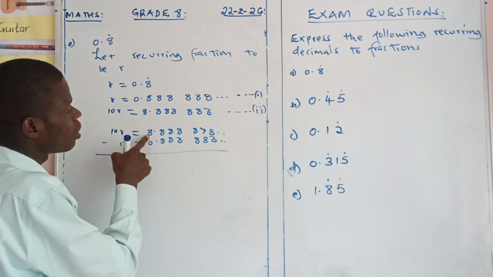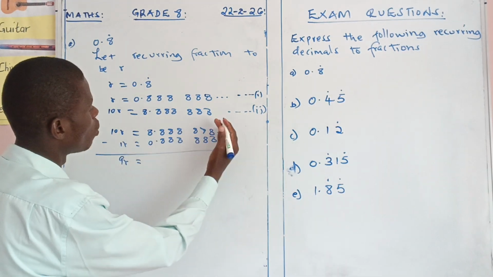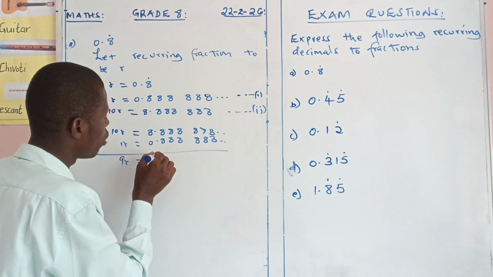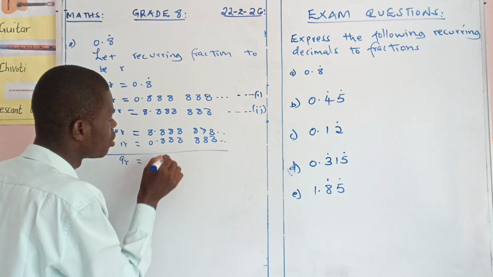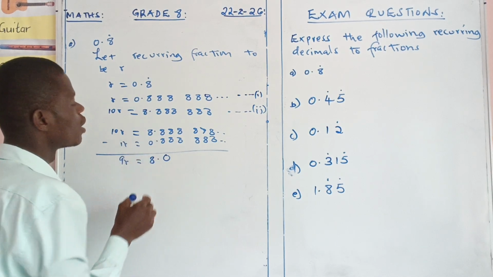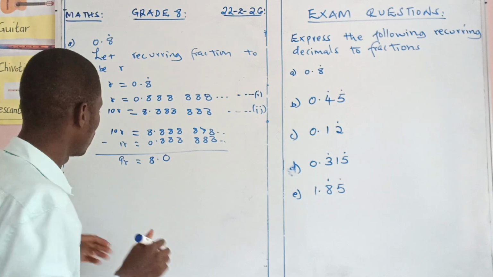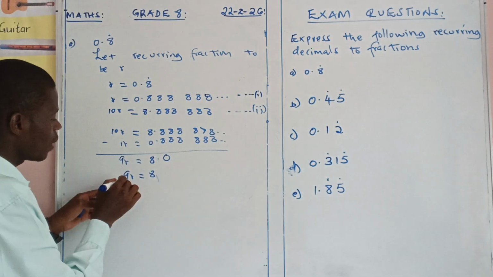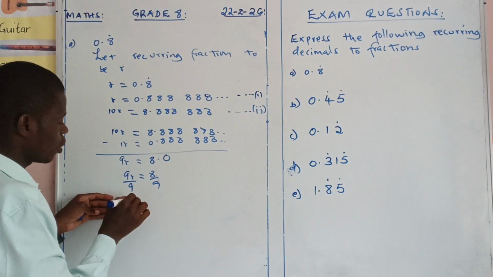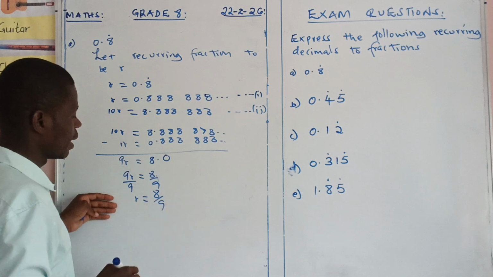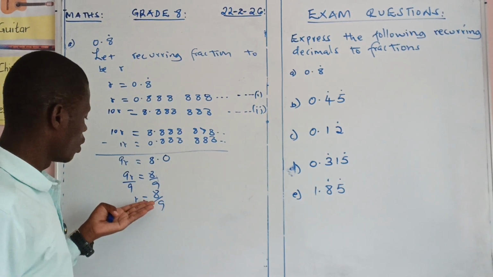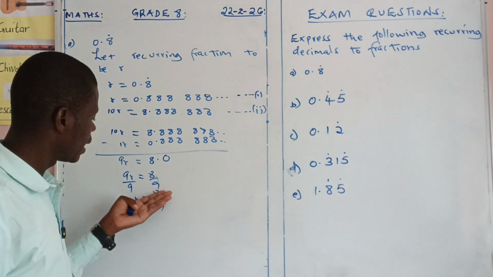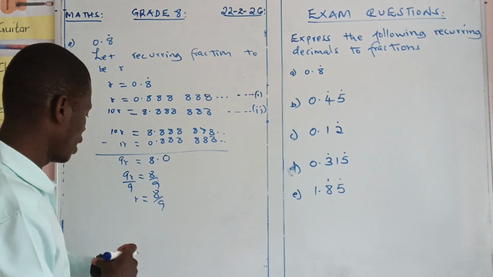Then, if we subtract on this side, everything to the right of the decimal point will be 0, and here we are going to have 8. So 8.0 is the same as 8. So 9R is equal to 8. Divide both sides by 9 to get R. So R alone is equal to 8 over 9. Then we simplify if it is possible. There's no number that will divide both 8 and 9, so we leave our answer in this form.